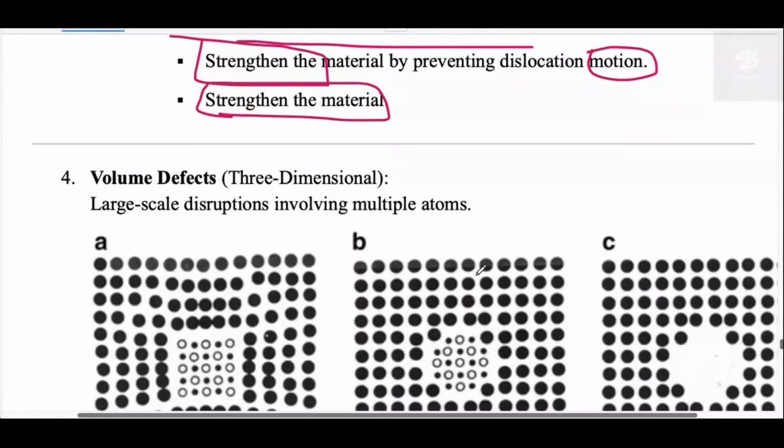Now come to the fourth one, which is the volume defect. This is known as three-dimensional. So first, the point defect, which is zero dimensional. Second one is known as line defect, which means one dimensional. Third one is surface defect, which is two dimensional. And now we are moving to the fourth one, which is volume defect. It is three dimensional. Okay.